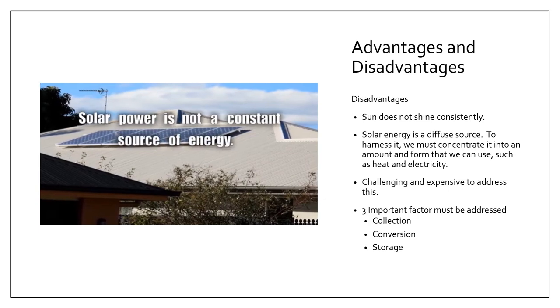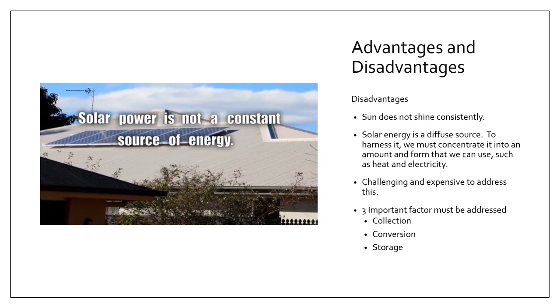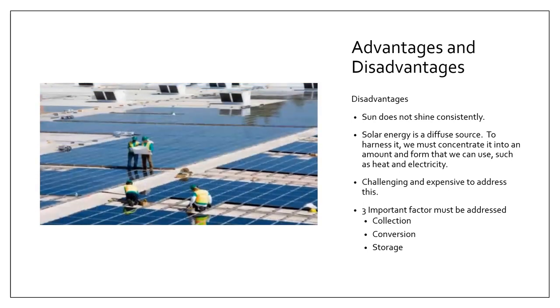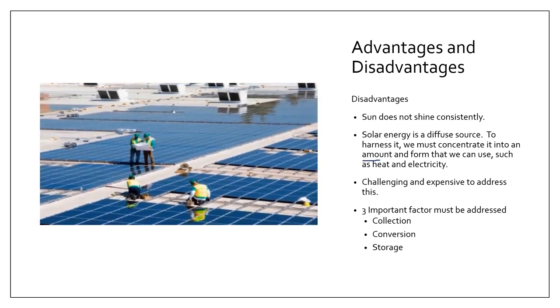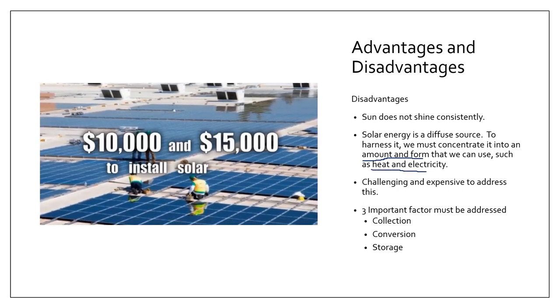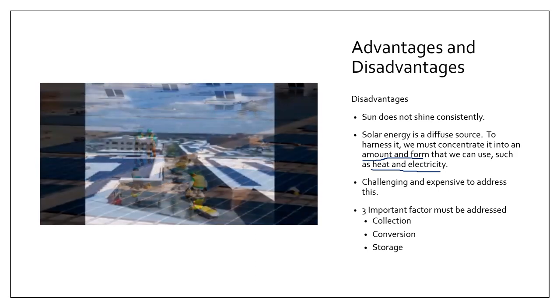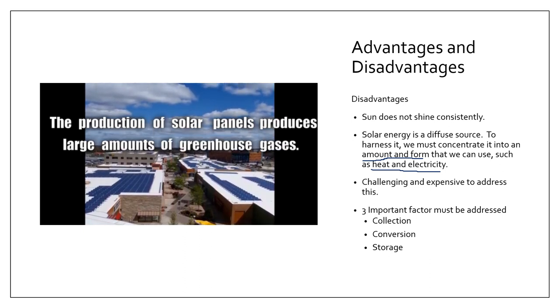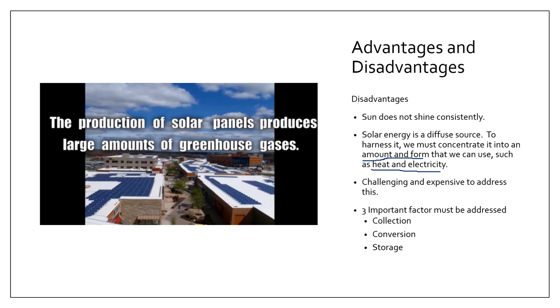Disadvantages: the sun does not shine every day, so it's not consistent. Solar energy is a diffuse source, so to get it, we have to concentrate it into an amount and a form that we can use. We can harness the solar energy and turn it into either heat or electricity, whatever we need. Very challenging, very expensive. With today's technology, we're in the trial stage right now. Some homes want to go solar, and they're trying. It's experimental. Three important factors: collection, conversion of solar energy, and then how we are going to store it so we get it constantly.